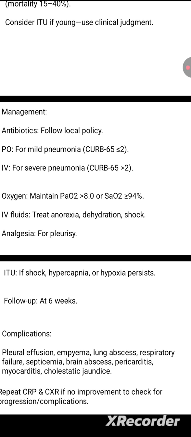There can be complications to this pneumonia. This includes pleural effusion, empyema, lung abscess, respiratory failure, septicemia, brain abscess, pericarditis, myocarditis, cholestatic jaundice. Repeat the C-reactive protein and chest x-ray. If no improvement, check for progression or complication. Thank you.